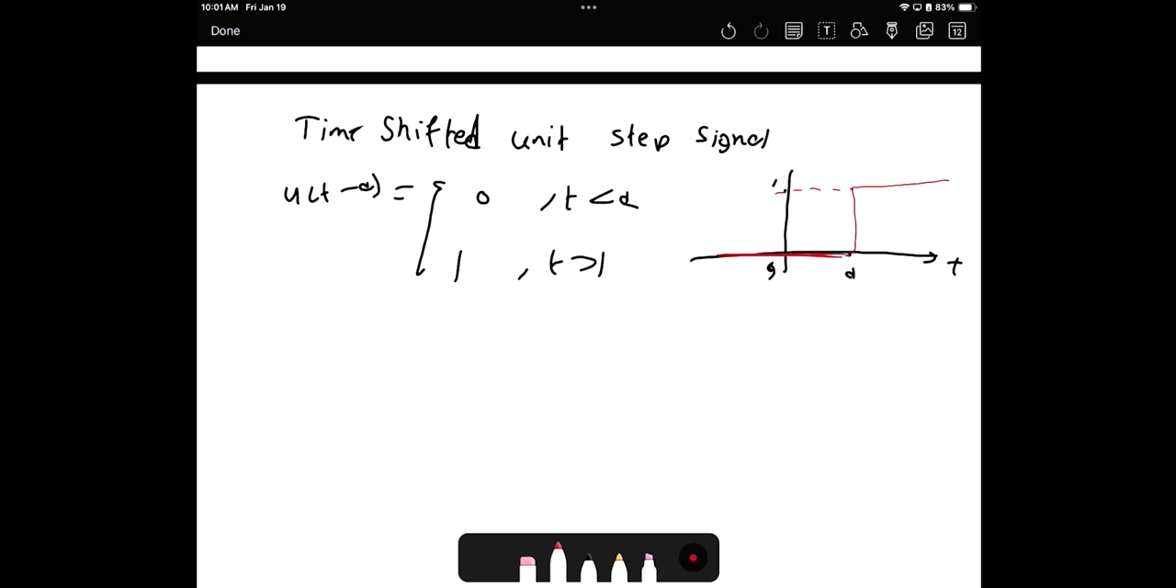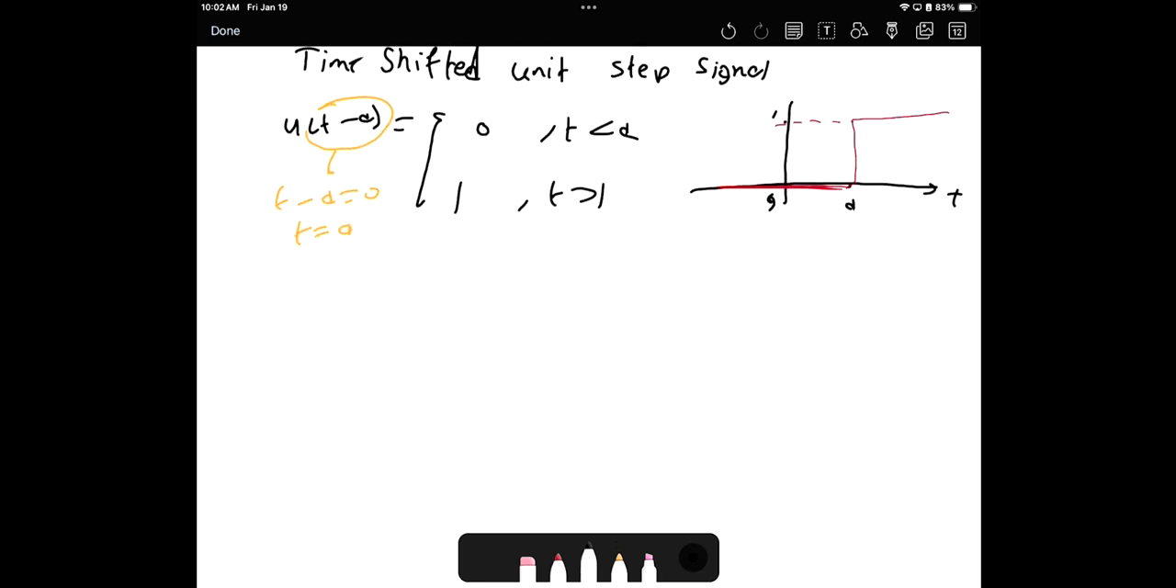So overall, how can we know? Look at what's inside the brackets. Then t minus a equals 0, therefore t equals a. So at t equals a, the transition will be from 0 to 1. Okay, let's go to some examples.